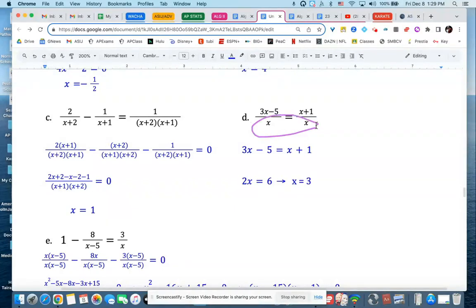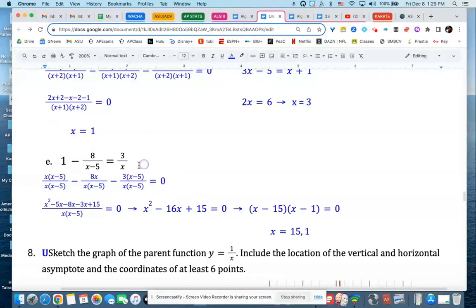This one already has a common denominator, so all you have to do is just say the tops are equal. That makes it nice and easy. This one I need a common denominator again, so you can see I did that here, common denominator, and then we just take the tops and solve.